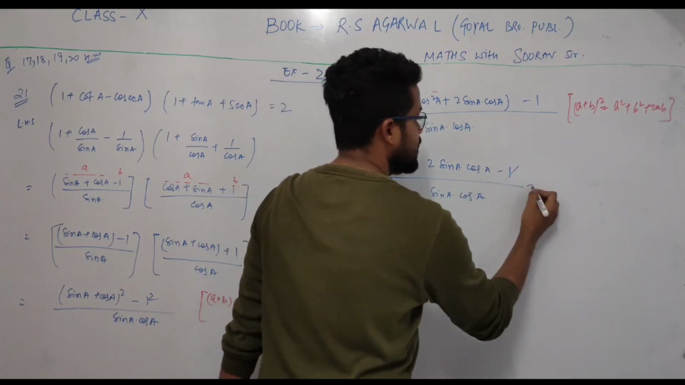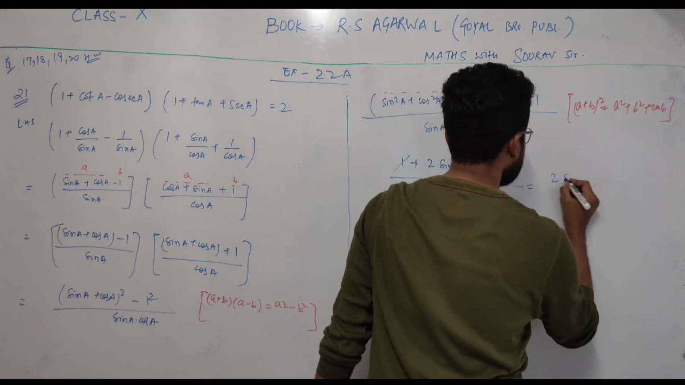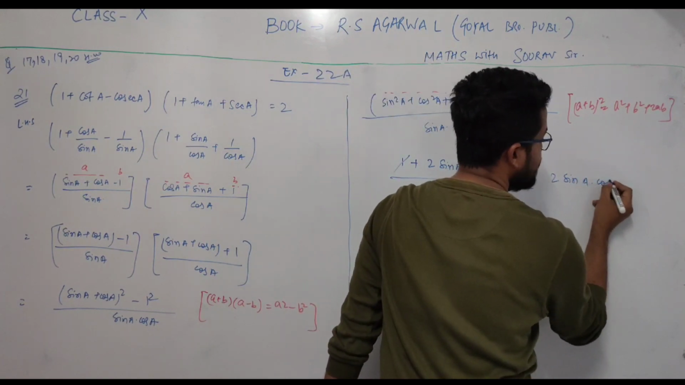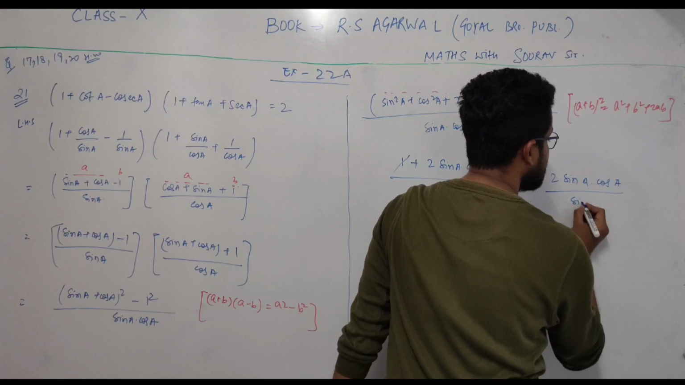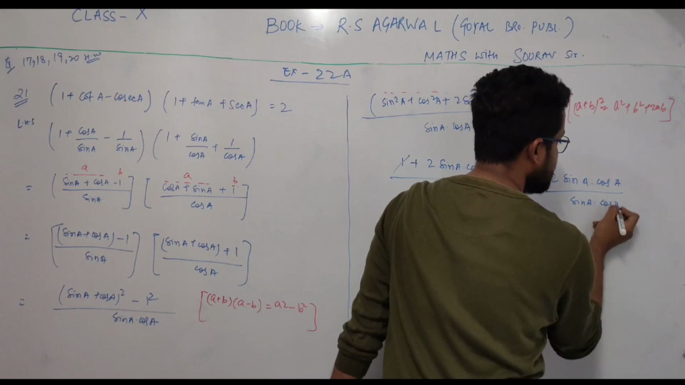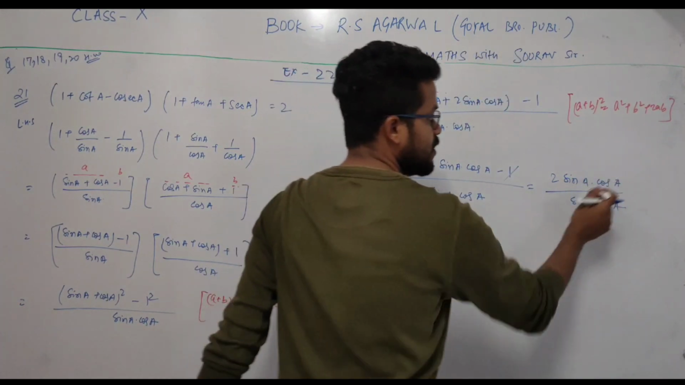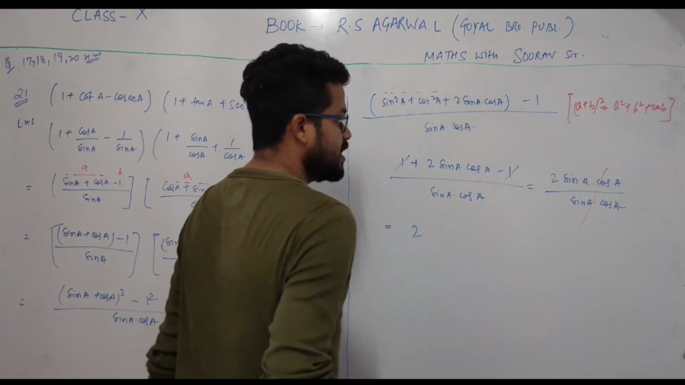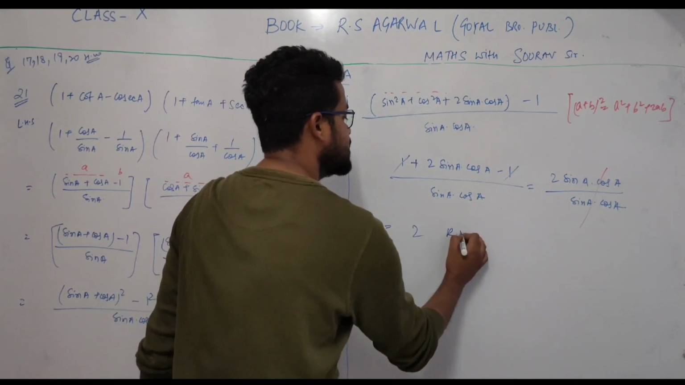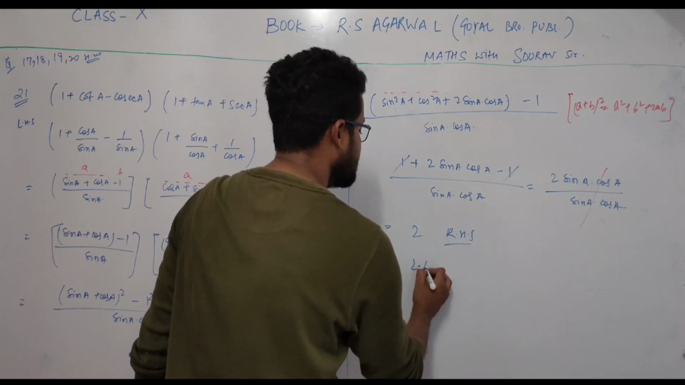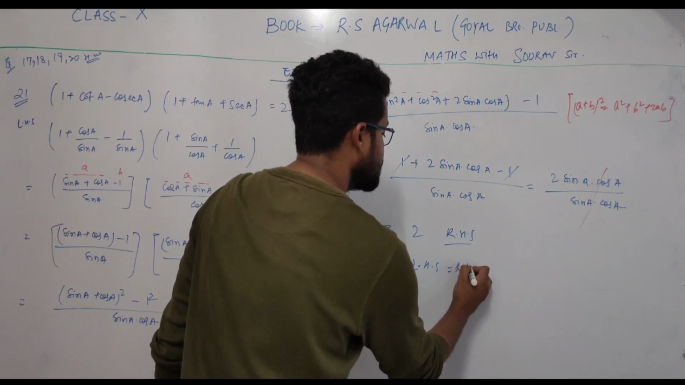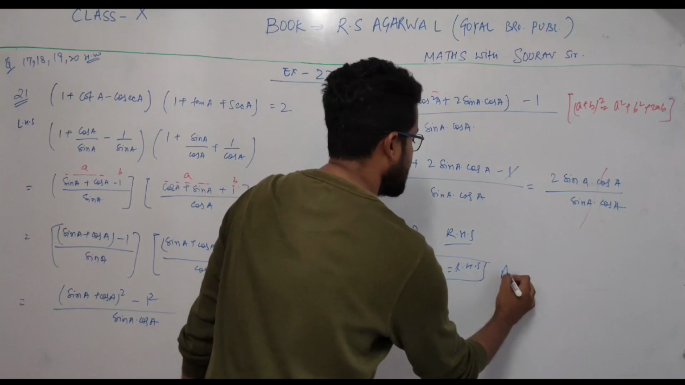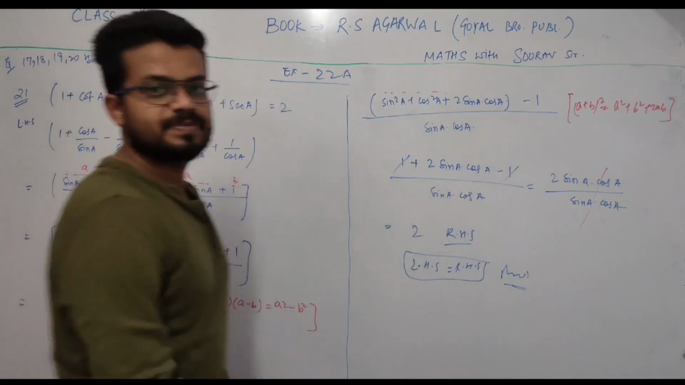So this 1 and this 1 cancel out. Here what is left? 2 sin A into cos A upon sin A into cos A. So this sin A cos A cancels out. What is the remaining part? Which is 2, and which is equal to RHS. Now we have proved LHS is equal to RHS. Okay, this is very simple.